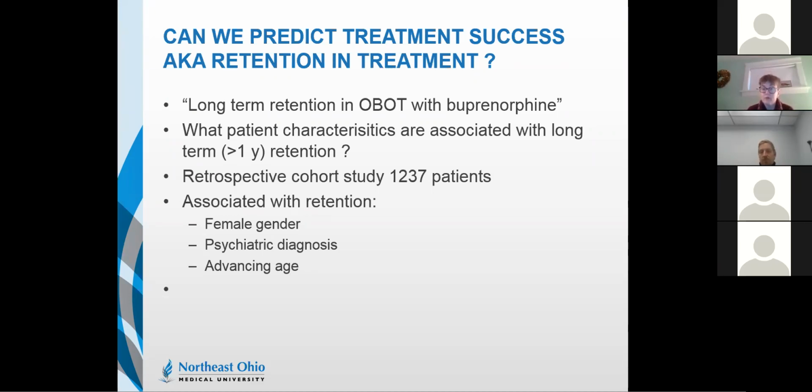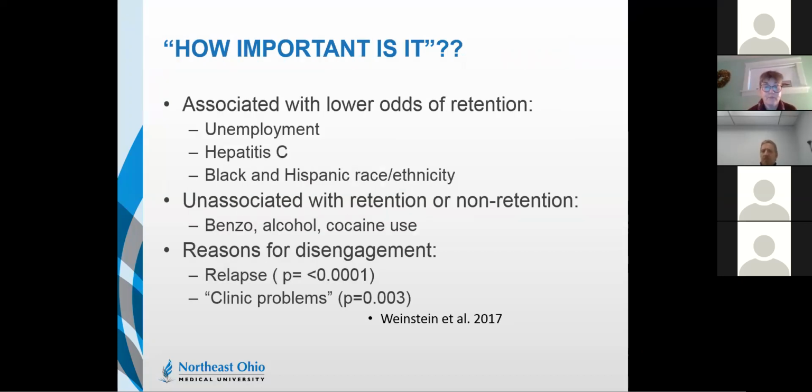Associated with that 1-year retention were female gender, a psychiatric diagnosis, and advancing age. So the older the person was, the more likely they were to be retained, and patients with a psychiatric diagnosis were more likely to be retained also. It was a surprise to me.